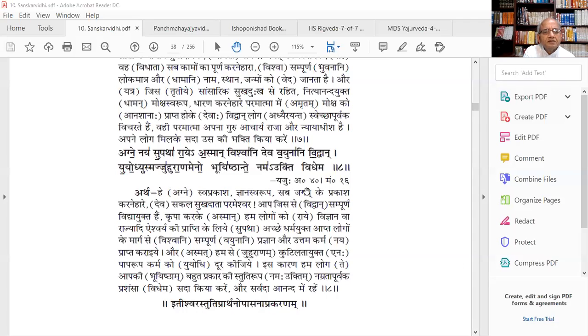That is what made me think. As you can see here, Agne Naya Supatharaye is from Yajurveda, 40th chapter, 16th mantra. The Yajurveda 40th chapter has a lot of importance, and it is what gives rise to the Ishopanishad. The 40th chapter begins with Ishavasyam idam sarvam.